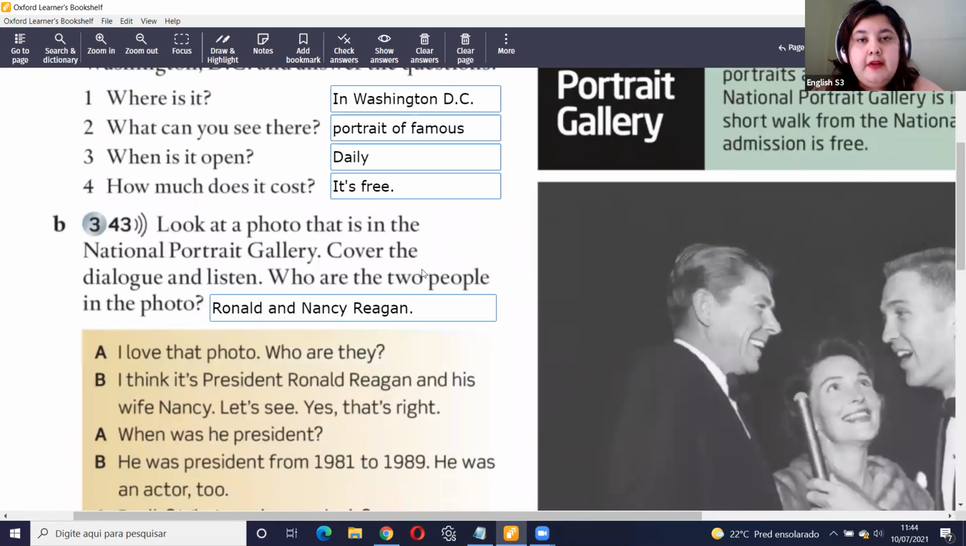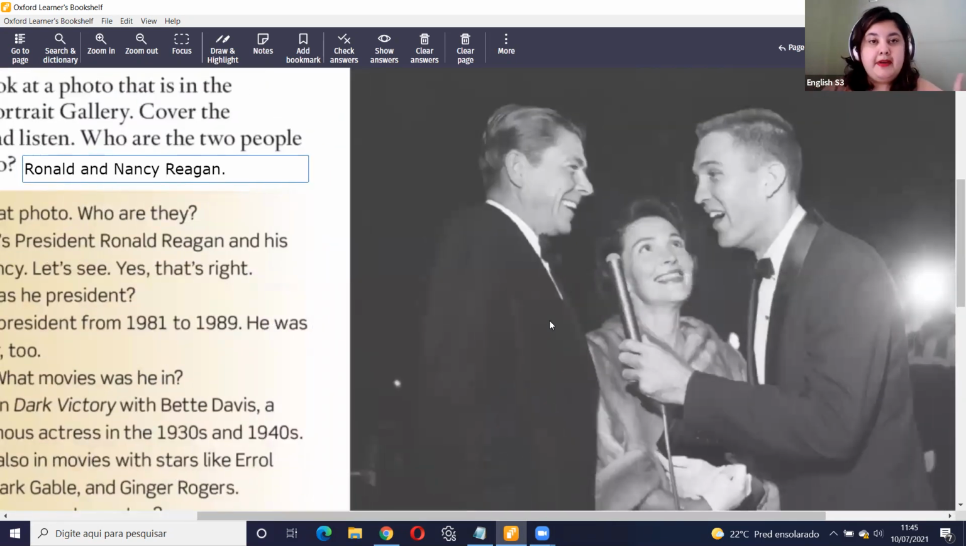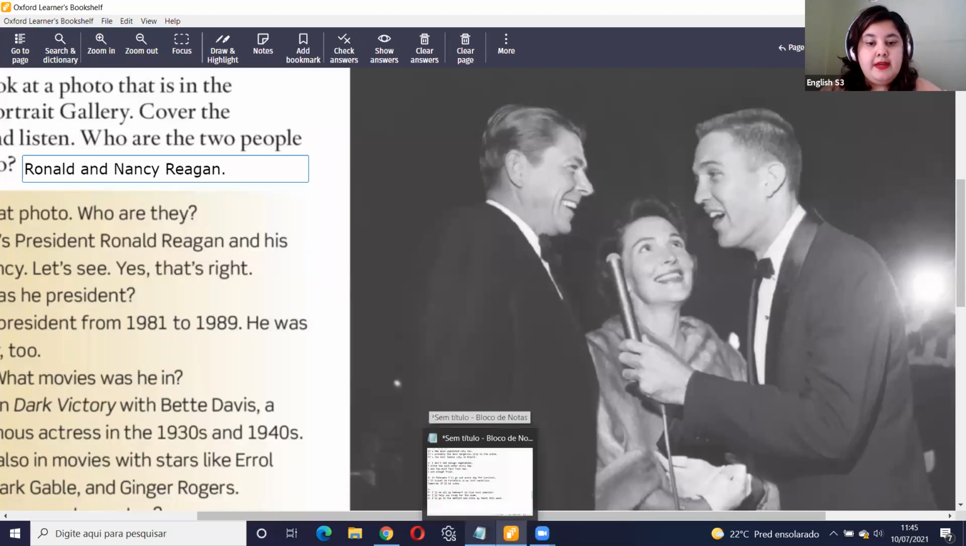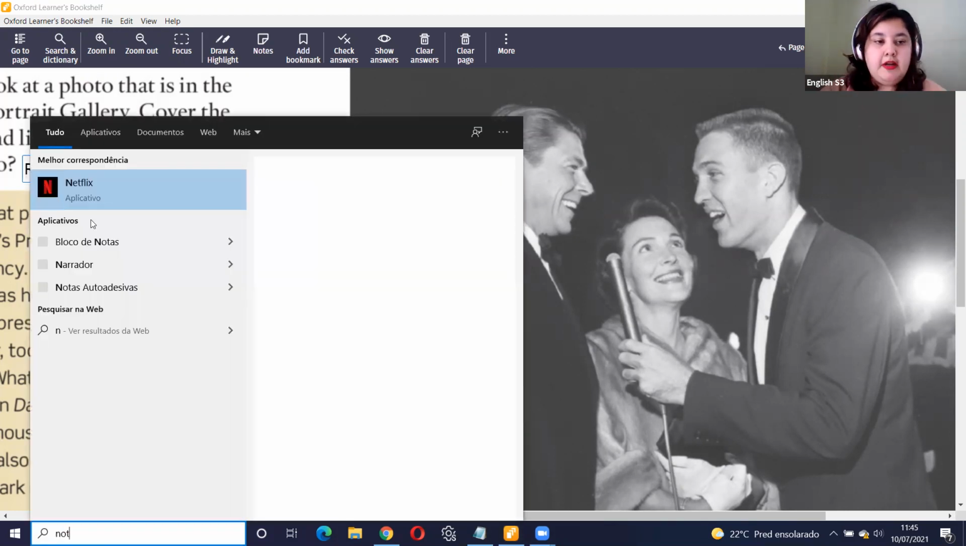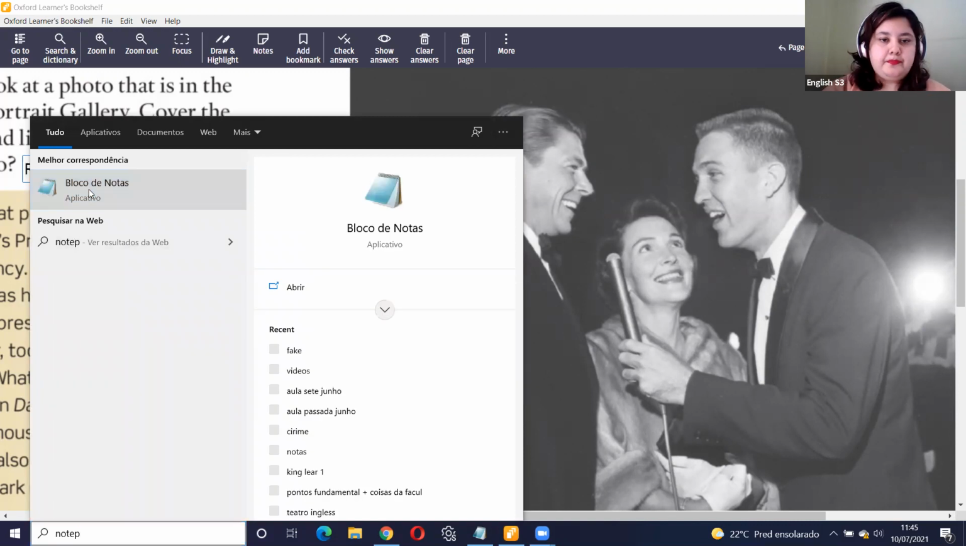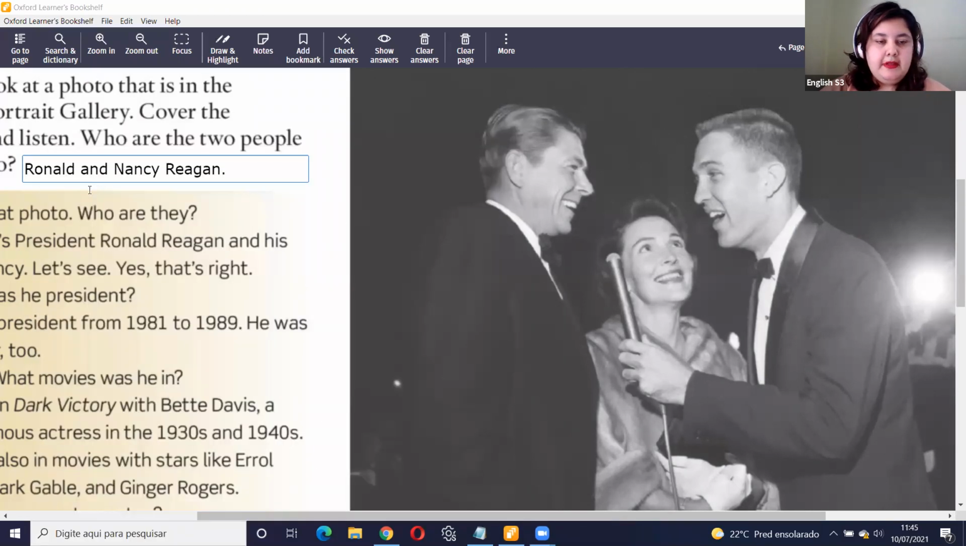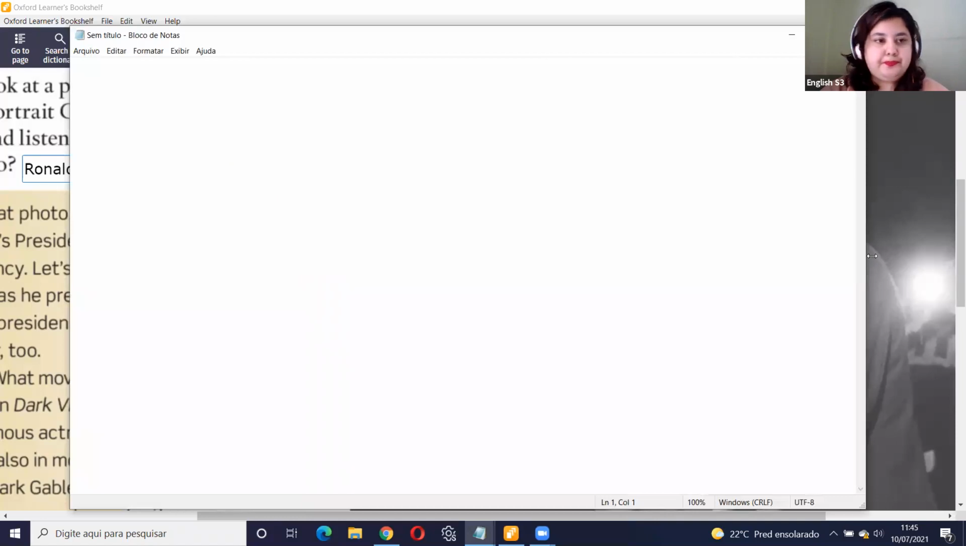So they're talking about the portrait gallery. Remember that when we talk about portraits, what we mean is that we don't think only about paintings like Van Gogh or Monet. We think about photographs as well. This is about pictures of people, okay? When we talk about portraits, it's always pictures or paintings, but of people, not of landscapes, paisagens.